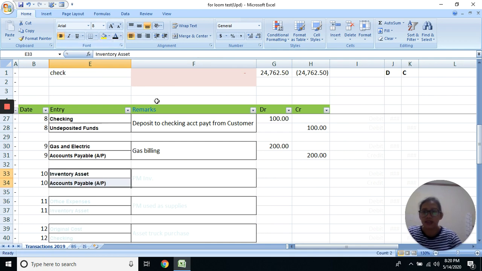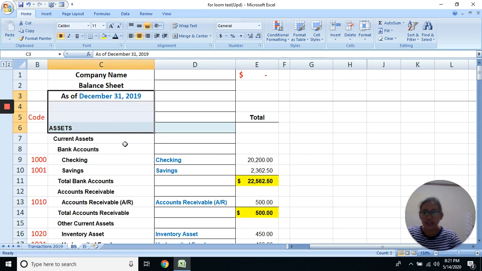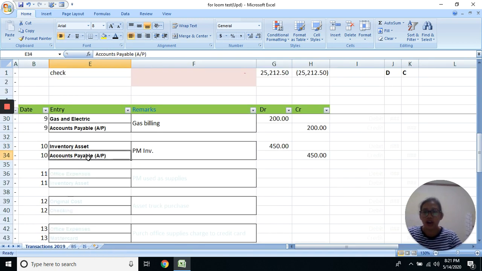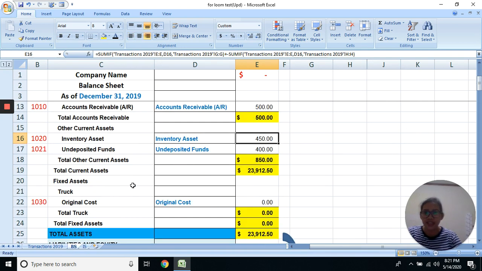Next, so we purchase an inventory, packaging materials inventory, in the amount of 450 on account. So our inventory asset increases by 450 here, and our accounts payable increases by 450.